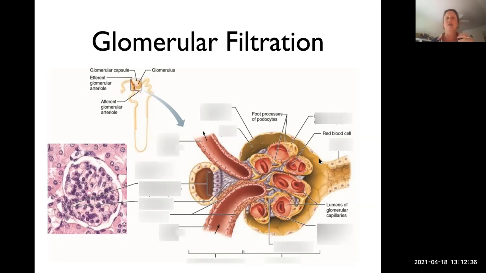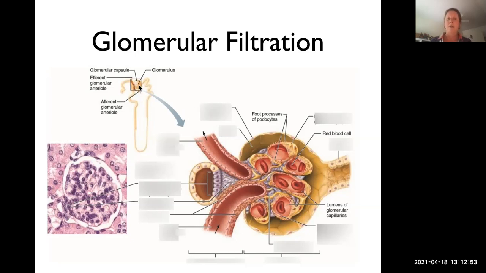What we want to look at now is the balance of the pressures that allow this specialized capillary bed to be extremely leaky, but not so leaky that everything comes out and what's left behind in the blood vessels is too thick to continue to move through. So let's take a look at the diagram first to get oriented.